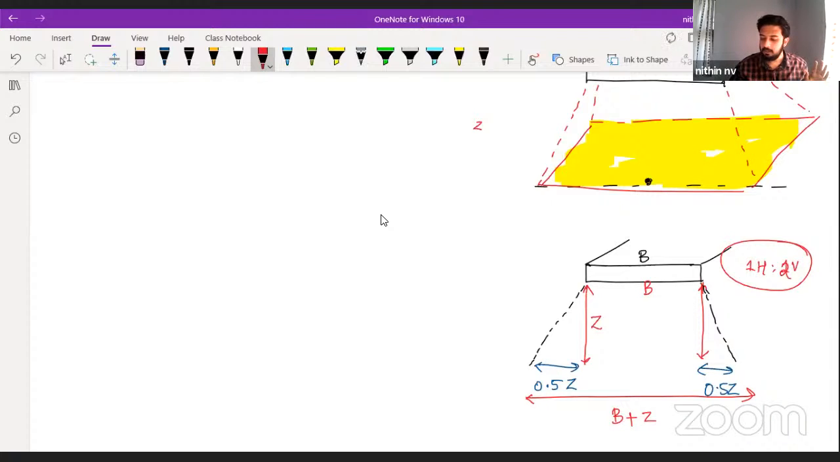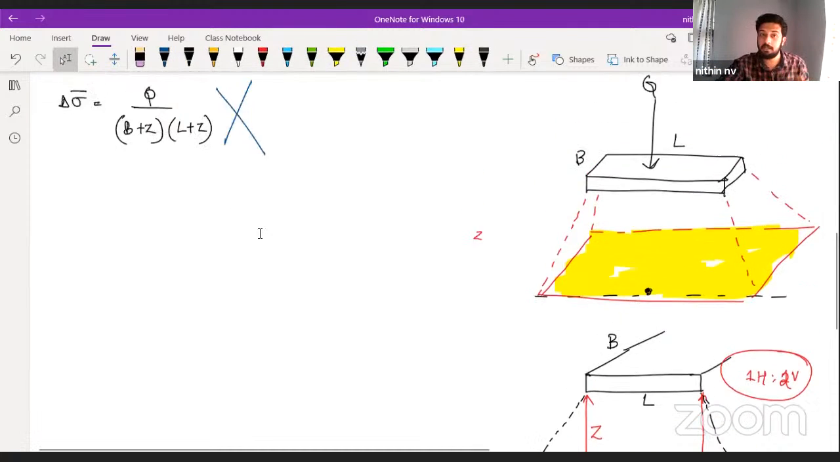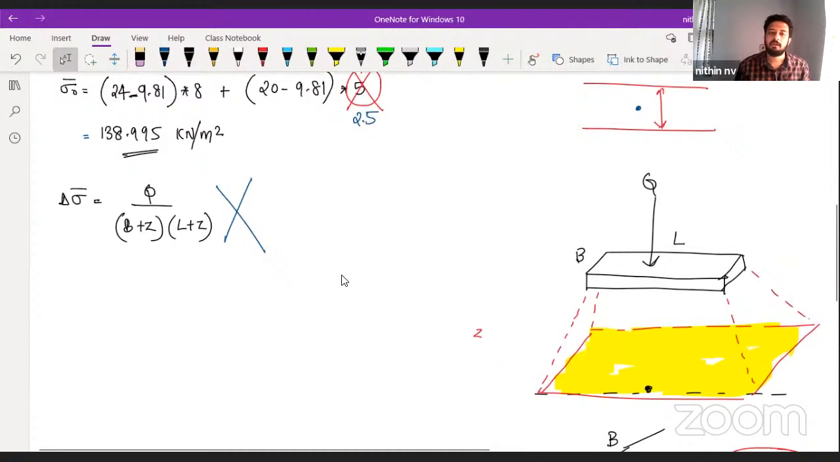Correct? Are you getting it or not? Yes. Similarly, here, suppose this is L, or we can just take it as L only, so that you can compare with the above figure. So I'm going to get L plus Z. Similarly, here we have B, and there also I will be getting B plus Z. So we are getting a new, large rectangle. What will be the area of the rectangle? B plus Z into L plus Z. As simple as that. Clear?